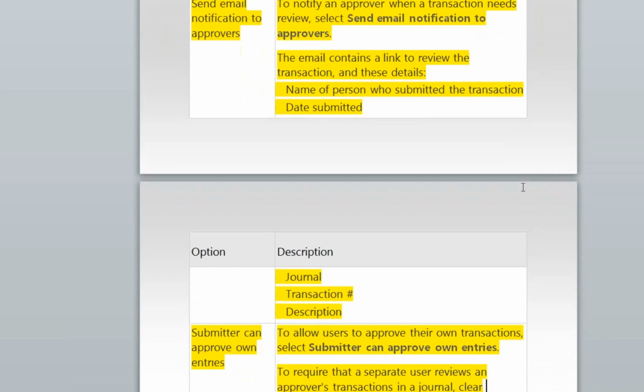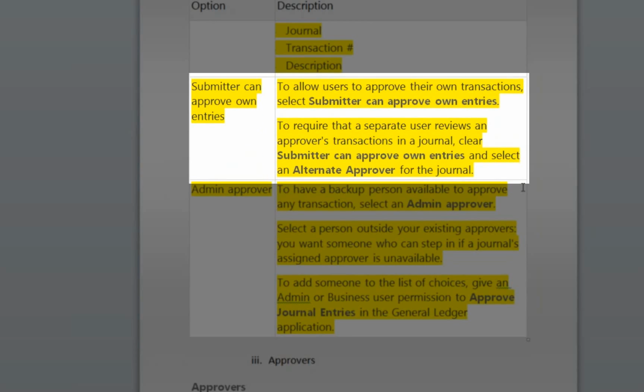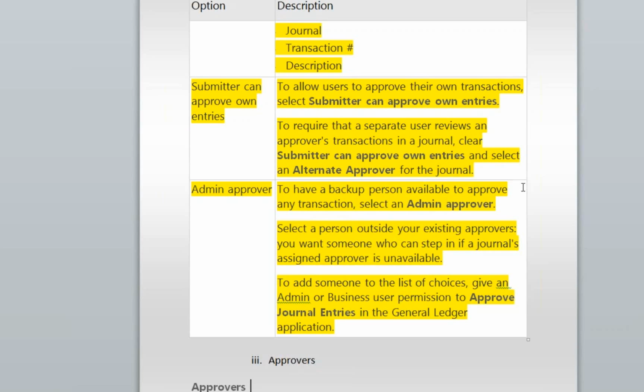Journal transaction and description. The next section has to do with the submitter approving their own journal entries. So this is what I was mentioning a little earlier. The question comes down to, in our example, Carla Grace, who's an approver: can she approve her own transactions if she's entering general ledger transactions? That's a decision that needs to be made by you, whether or not she will be required to have her transactions approved. If we uncheck the box, then we can identify an alternate approver.